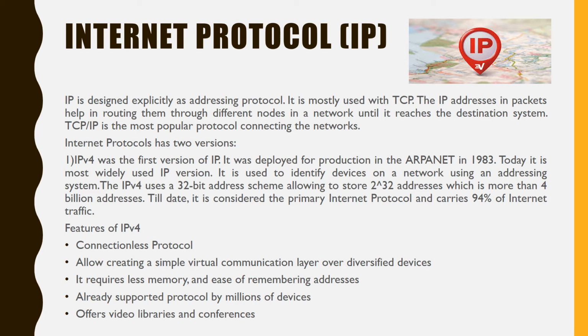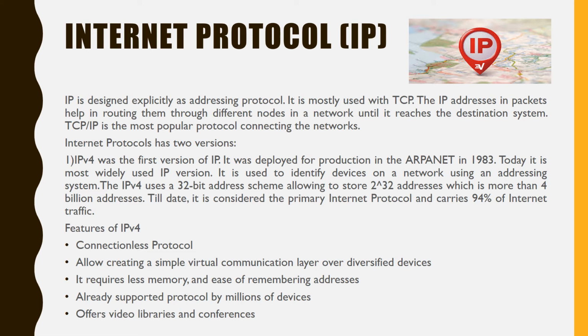Now, the IPv4 uses a 32-bit address scheme, allowing to store 2 to the power 32 addresses, which is more than 4 billion addresses. Now, this type of protocol is capable of handling 2 to the power 32, that is a 32-bit address for each address. Now, till date, it is considered the primary internet protocol and carries 94% of internet traffic. So, as I told you, we have the option of using this protocol. So, it is quite utilized nowadays also.